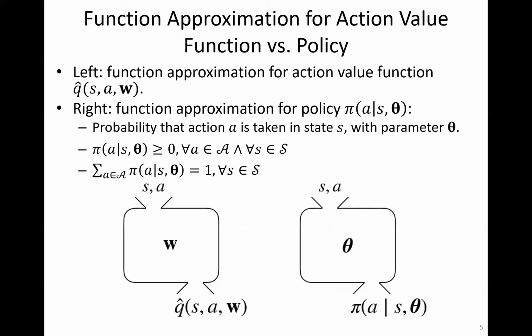So function approximation: for the value function, we typically use the convention of w as the parameter for the Q or V value function parameters. And then we use theta as a convention for the policy function parameters. So pi(a|s, theta) denotes the probability that action a is taken in state s with parameter theta. And as a probability, it's always positive or zero, and it sums to one over all actions.